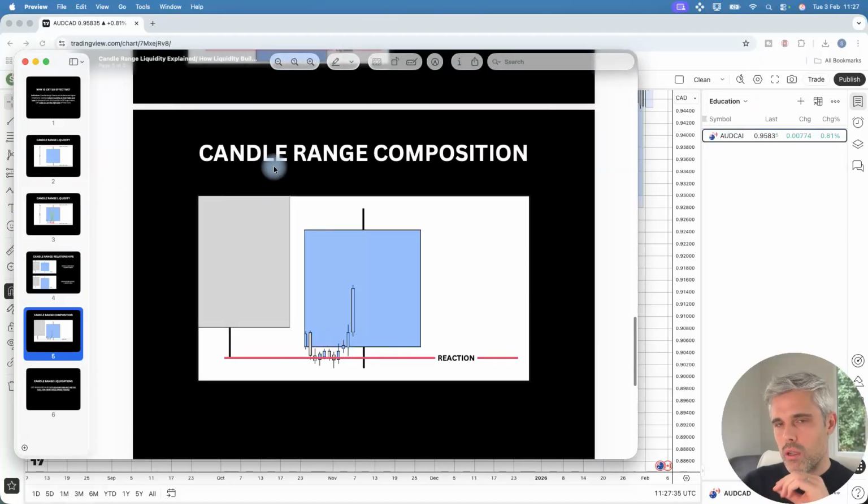So in reading candle range composition, we can effectively trade, because we don't want to take long trades until we see the objective of price completed. Which means even if we think price is going to go long, we don't want to get into a long trade until we see this liquidity being swept.